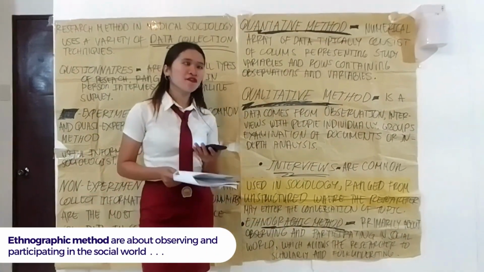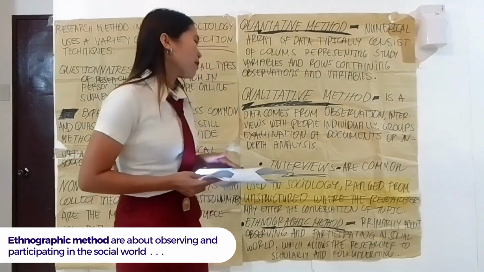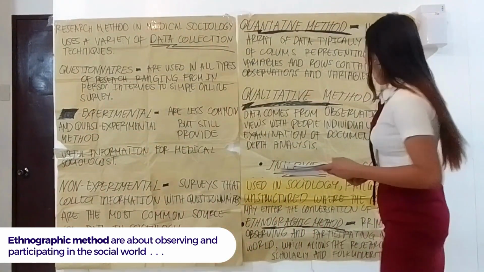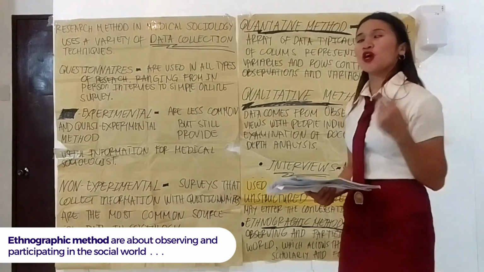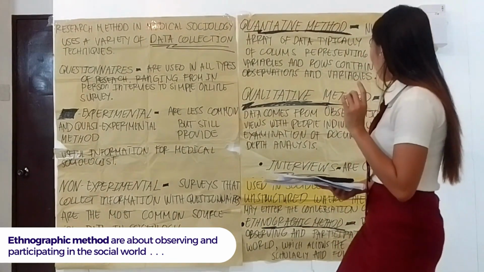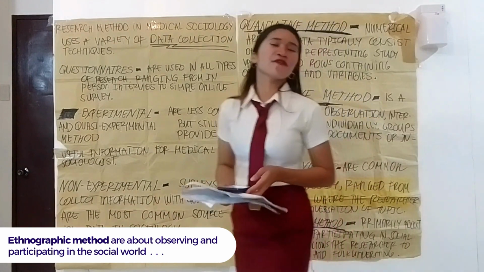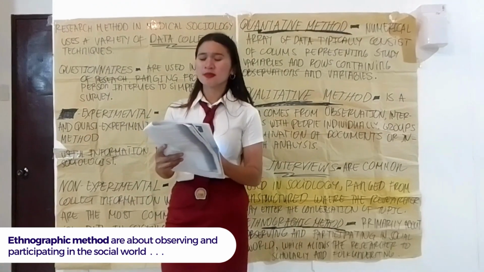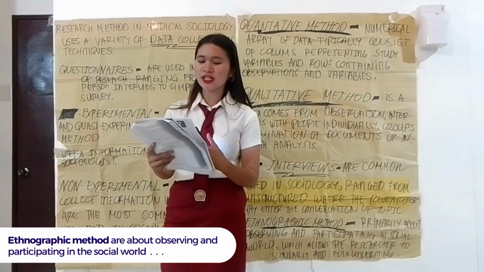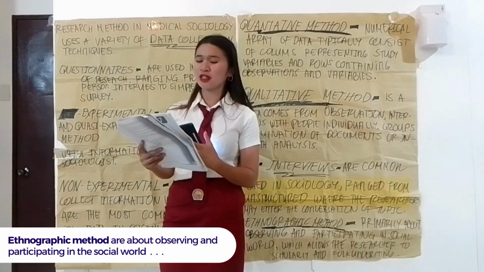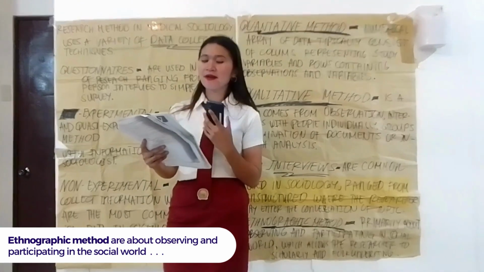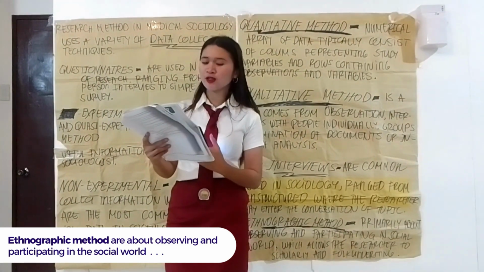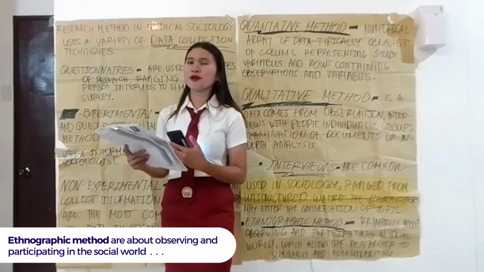What is the ethnographic method? It is primarily about observing and participating in the social world, which allows the researcher to gain scholarly and folk understanding. For example, a classic medical sociologist observes healthcare organizations, programs, and medical training to understand how doctors are socialized to provide care in particular ways.